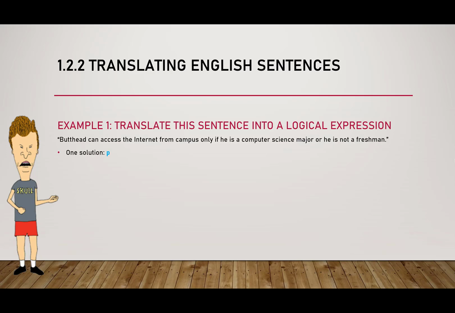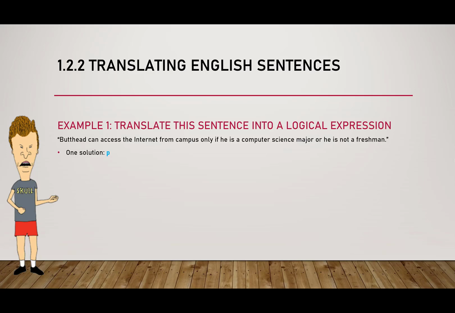Let P be the statement that Butthead can access the internet from campus only if he's a computer science major or he's not a freshman. That's a completely valid way to do that. P is that statement to the end. Now, it's a little silly because you can't really do much with that, so we want to express it in a more mathematical way using the techniques we've learned about earlier.